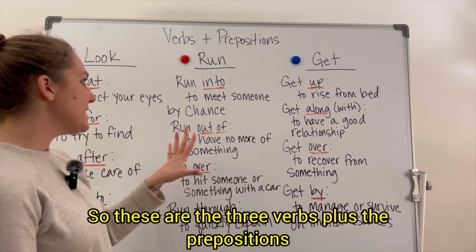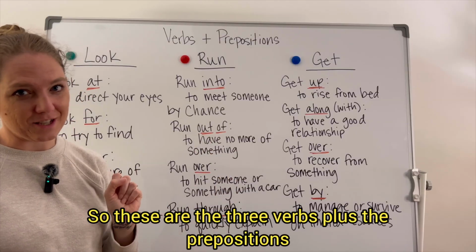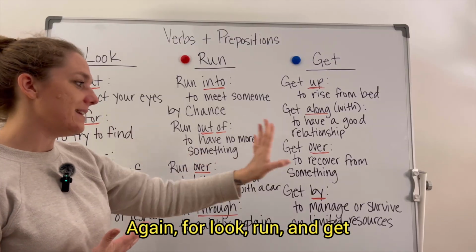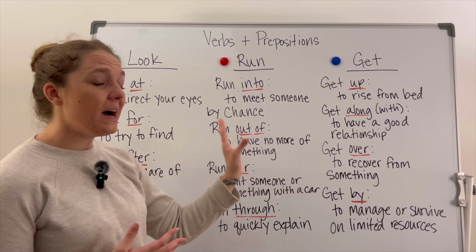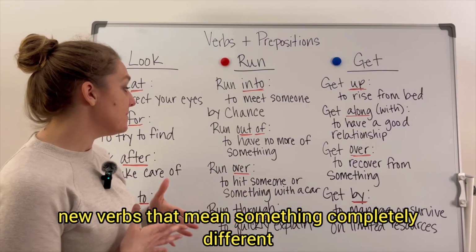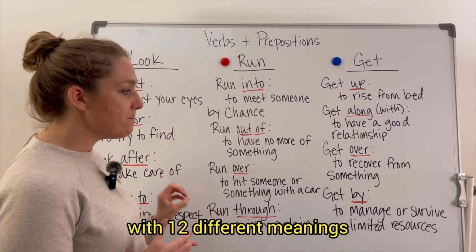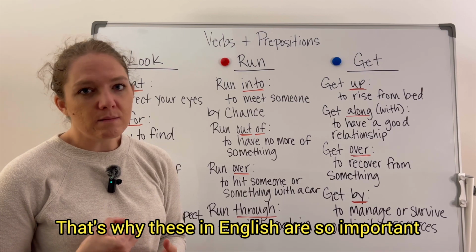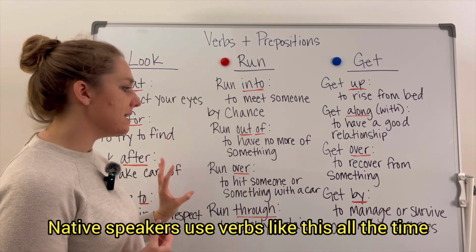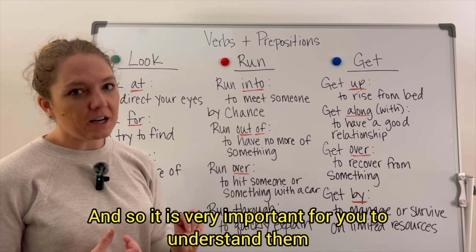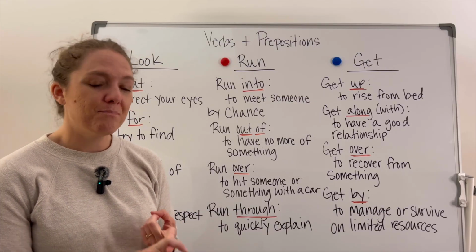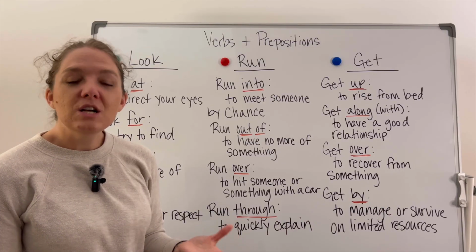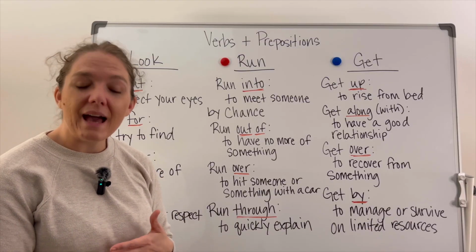So these are the 3 verbs plus the prepositions that go along with them that change the meaning. Again, for look, run, and get. So we have 12 new verbs that mean something completely different with 12 different meanings, but all starting with the same verb. That's why these in English are so important. Native speakers use verbs like this all the time. And so it is very important for you to understand them, but then also know how to use these verbs in a sentence by yourself as well, so that native speakers will understand you and you will sound more like a native speaker.